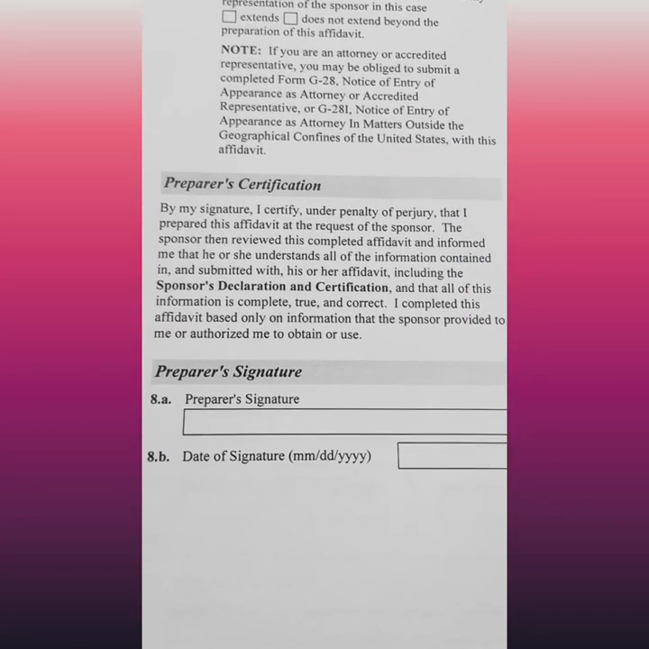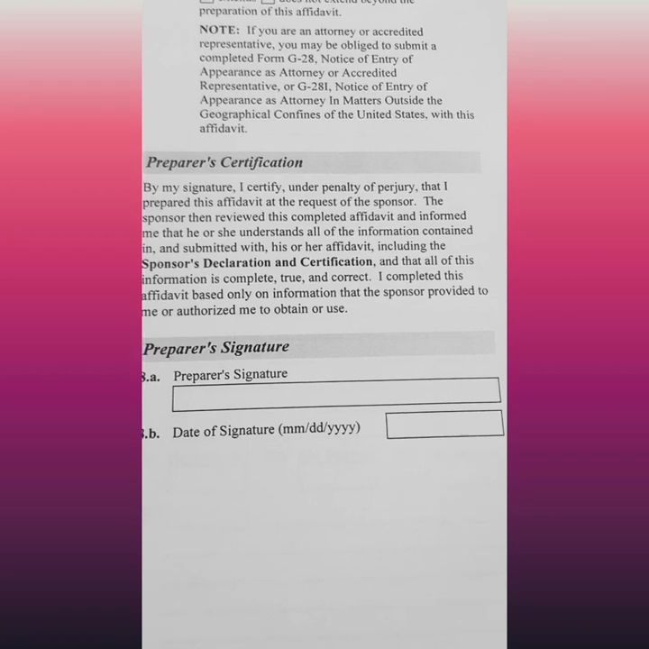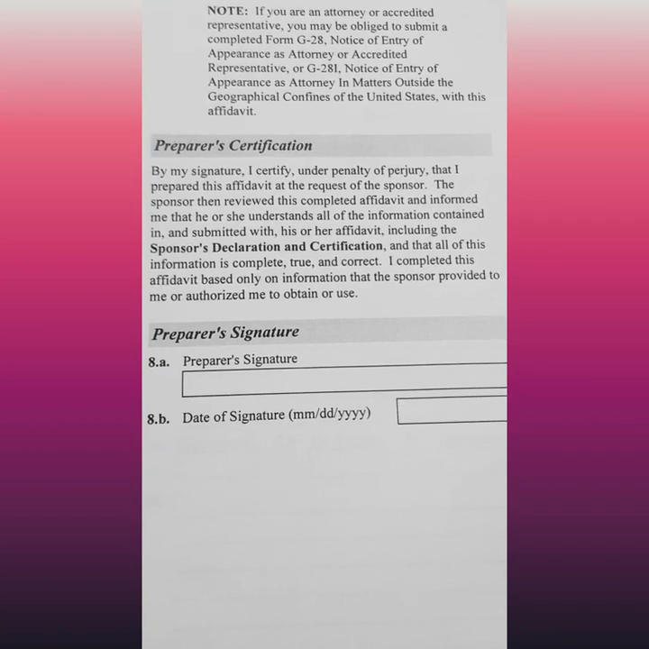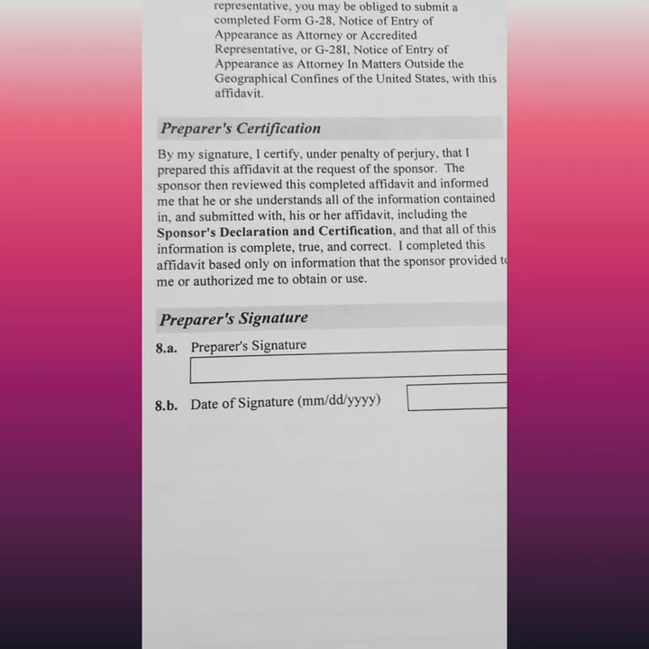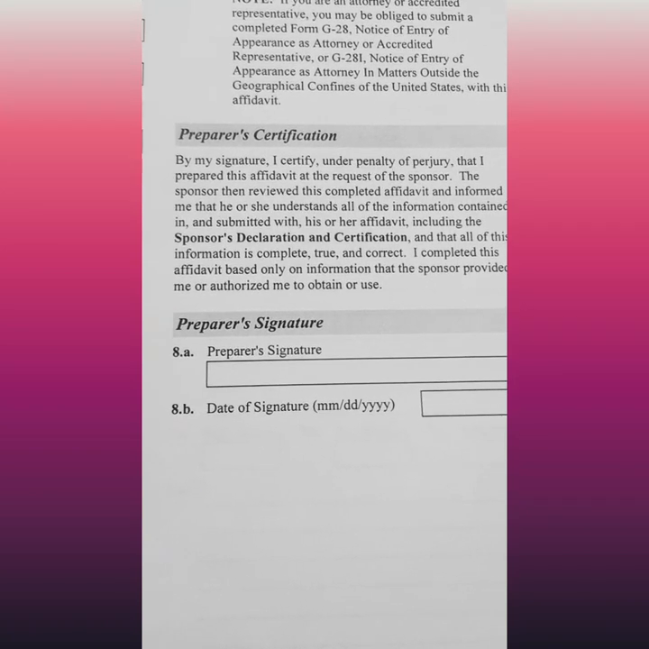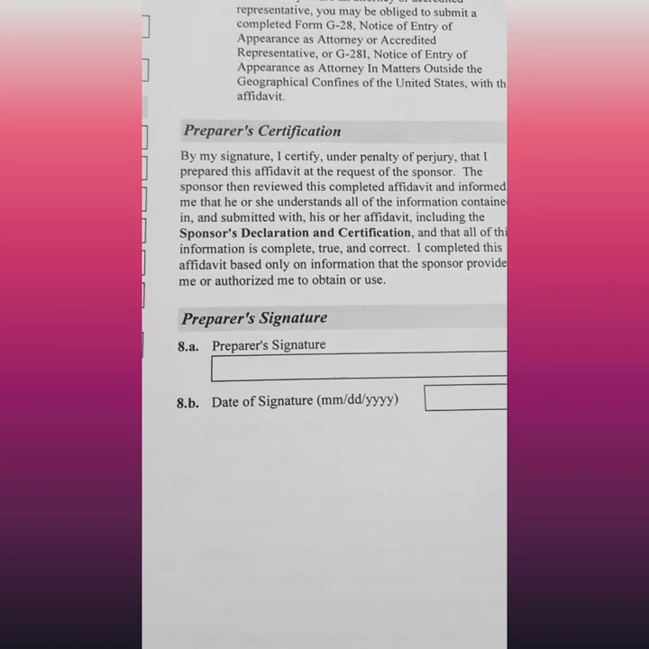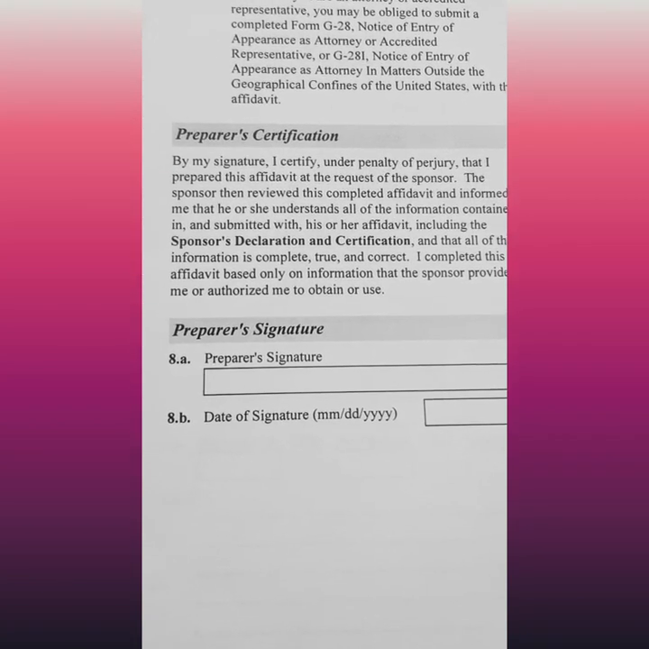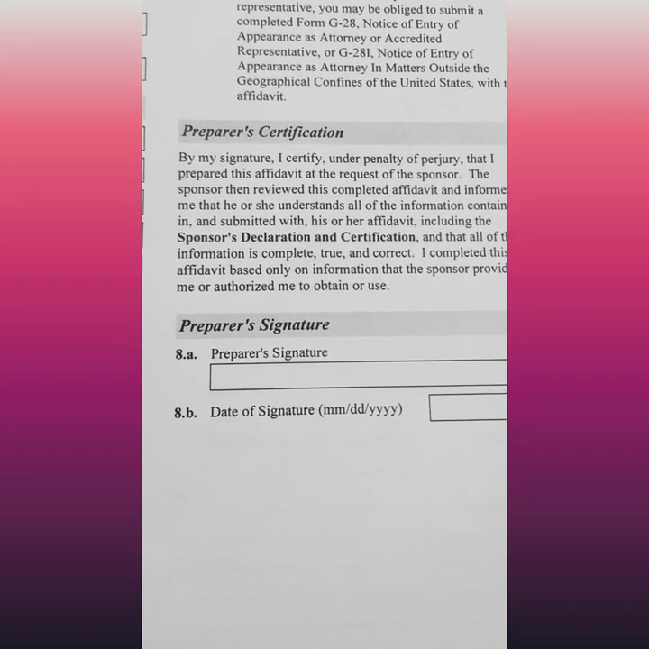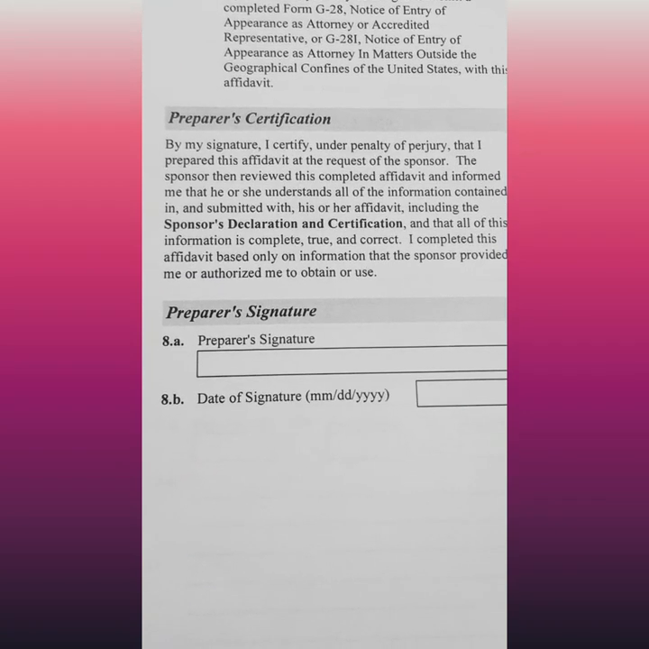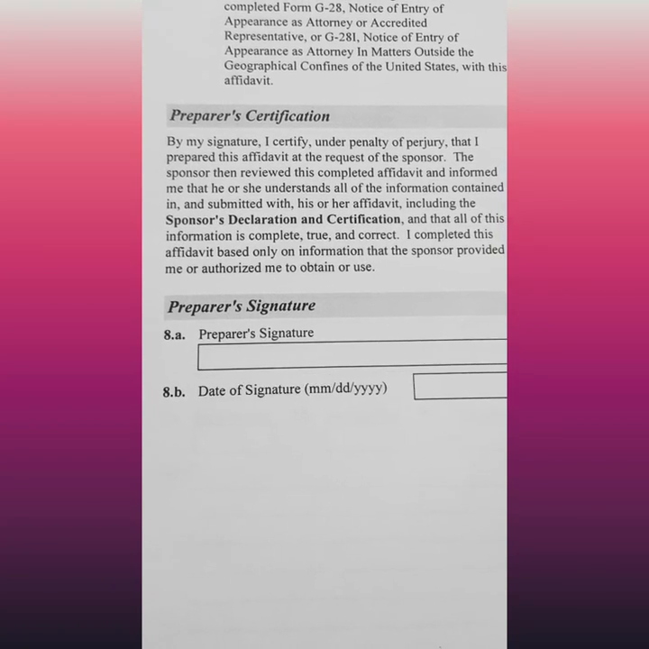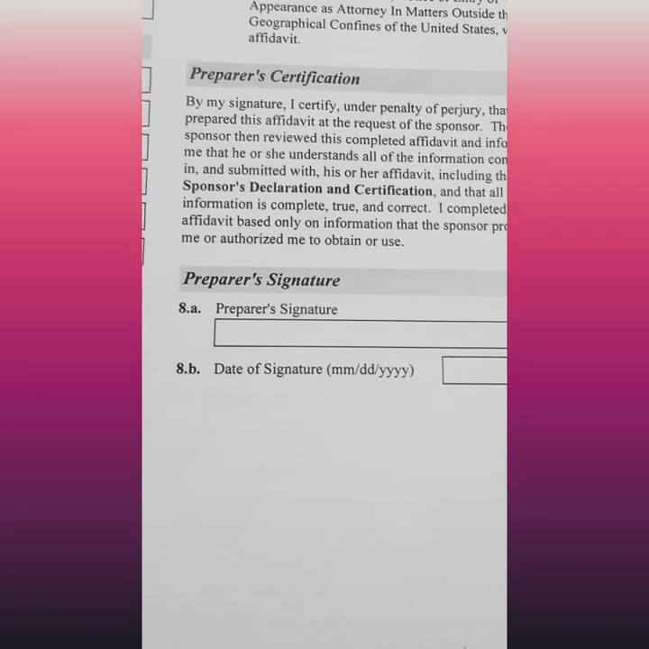So it says, note, if you are an attorney or accredited representative, you may be obligated to submit a completed Form G-28, Notice of Entry of Appearance as Attorney or Accredited Representative, or G-28I, Notice of Entry of Appearance as Attorney in Matters Outside the Geographical Confines of the United States, with this affidavit.